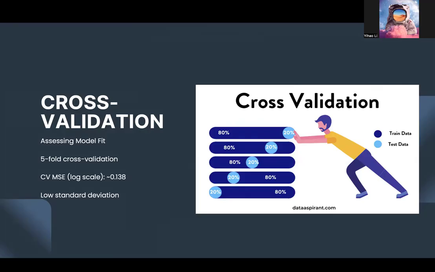To assess the model's performance reliably, I used five-fold cross validation. Cross validation helps estimate how well the model generalizes to unseen data. My cross validation mean squared error on the log scale was approximately 0.138, with a relatively small standard deviation. This indicates the model performance is stable across the different folds.